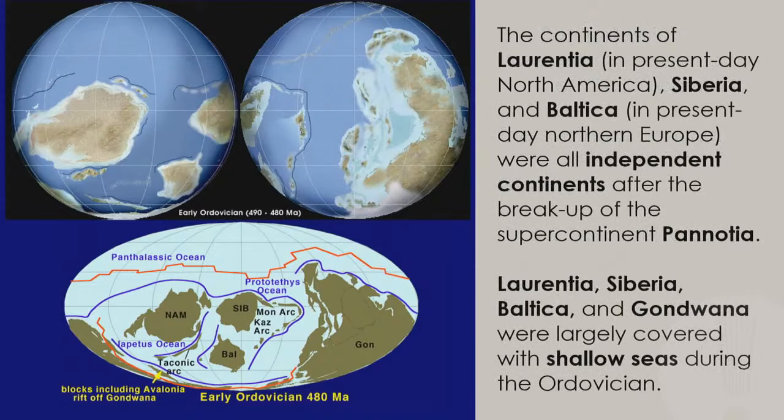Gondwana stretched from the equator to the South Pole. The continents of Laurentia, which is present-day North America, Siberia, and Baltica, in present-day Northern Europe, were all independent continents after the breakup of the supercontinent of Pannotia.